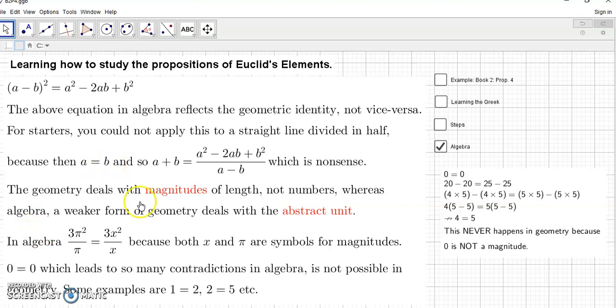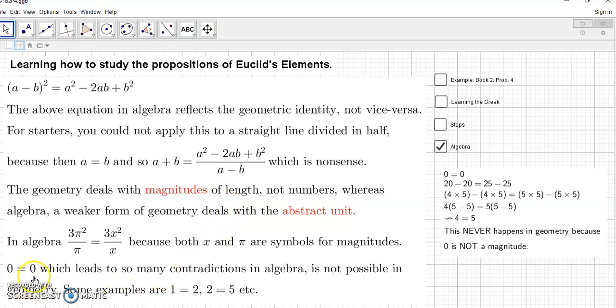Whereas algebra, a weaker form of geometry, deals with the abstract unit. In other words, algebra attempts to talk about lengths of magnitudes or volume or anything else in terms of the abstract unit. So in algebra, something like this is exactly the same. 3 pi squared over pi is equal to 3x squared over x, because both x and pi are symbols for magnitudes. Pi is decidedly not a number. It's a symbol for a magnitude, okay? In fact, a ratio of magnitudes. Not even a magnitude on its own, but a ratio of magnitudes.